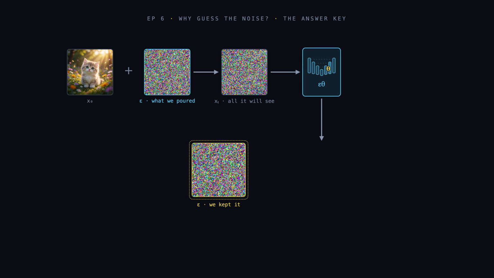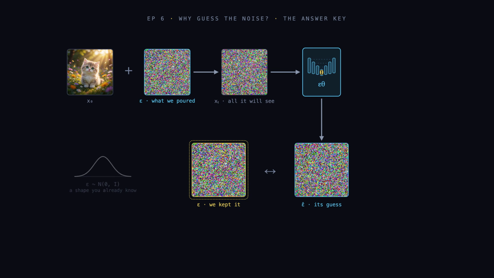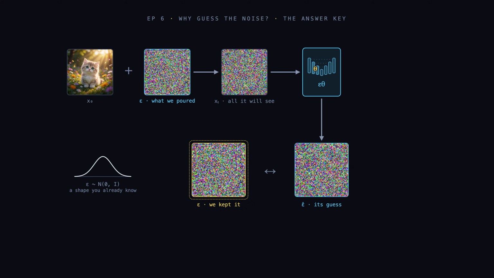Remember how we created xt during the forward process. We sampled epsilon ourselves and added it to the clean image. That means we already know the exact noise used in every training example. We keep it as the correct answer. The network sees xt and tries to predict epsilon. Then we compare its prediction with the stored epsilon. No person has to label the noise by hand.